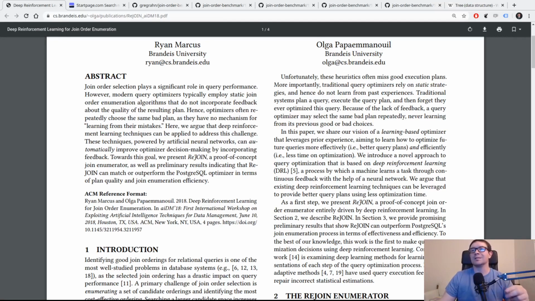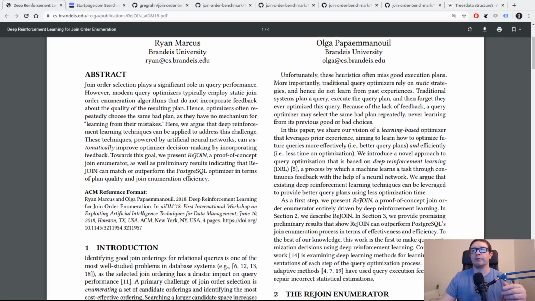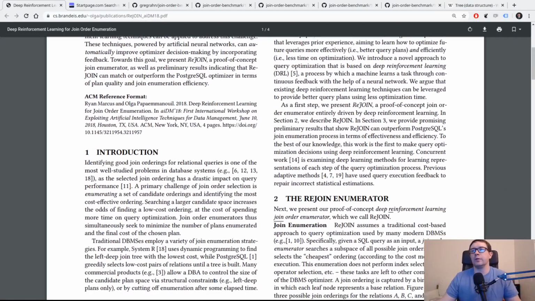We argue that existing deep reinforcement learning techniques can be leveraged to provide better query plans using less optimization time. Okay, that's why they do it, because it's better than PostgreSQL. It's better than static plans. That's their whole shtick. As a first step, we present ReJOIN, a proof of concept join order enumerator entirely driven by deep reinforcement learning. And it talks about what they've done. So we're going to go into it here.